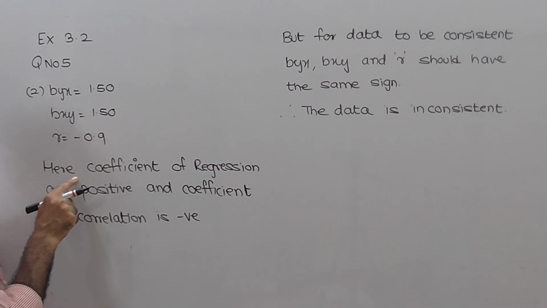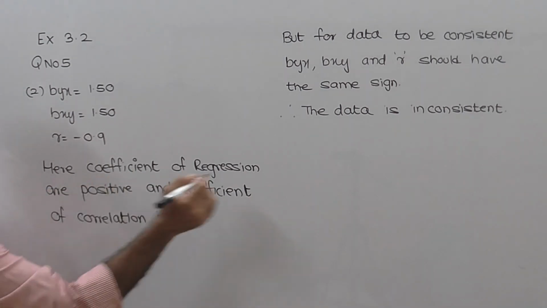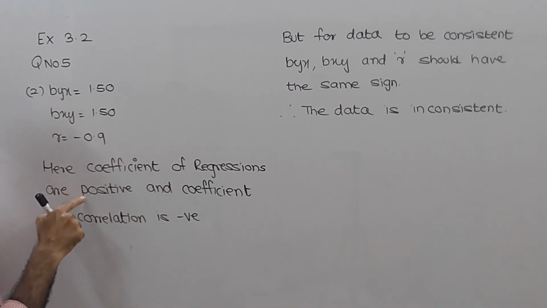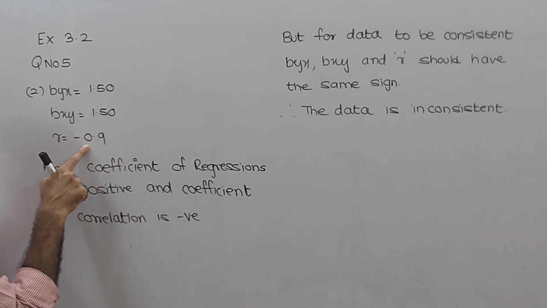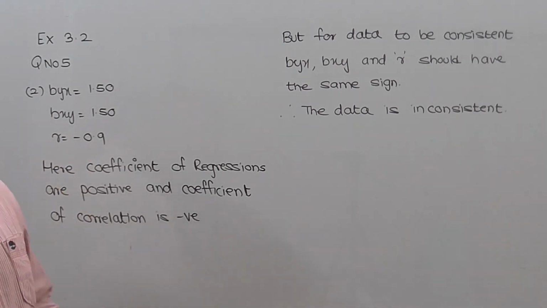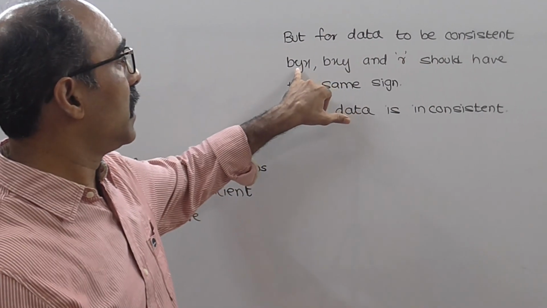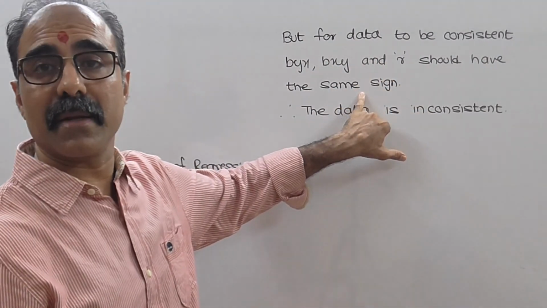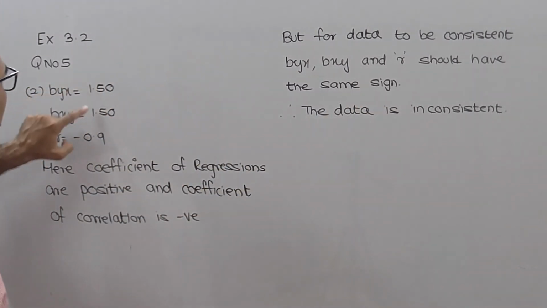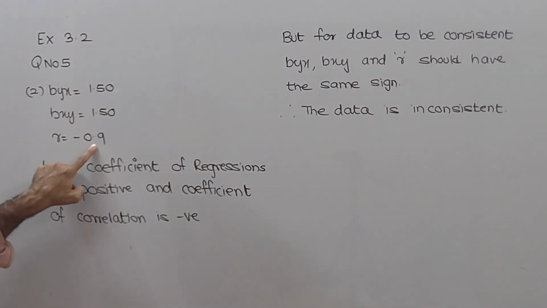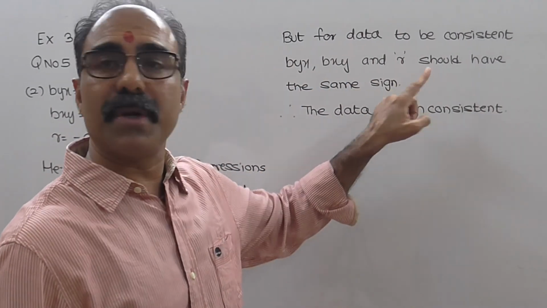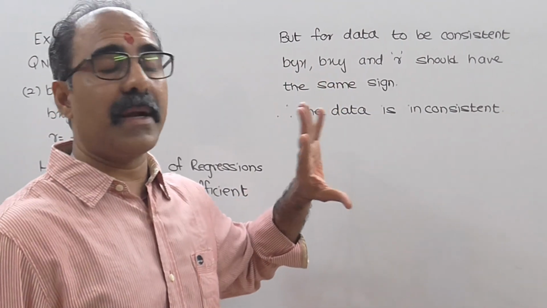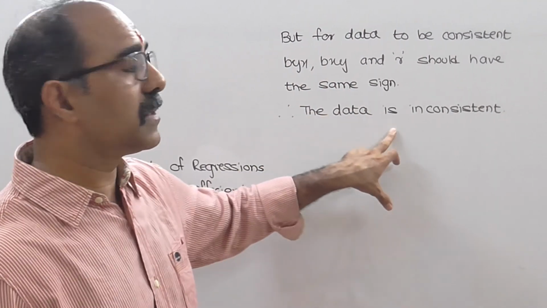The explanation is, here the coefficients of regression, byx and bxy, are positive and the coefficient of correlation, which is r, is negative. But for data to be consistent, it is very clear that byx, bxy and r should have the same sign. So can I say that byx is positive, bxy is positive, whereas r is negative? So all three are positive or all three are negative or all three are zero. एक positive, एक negative ऐसा नहीं होता है. Therefore, the data is inconsistent.